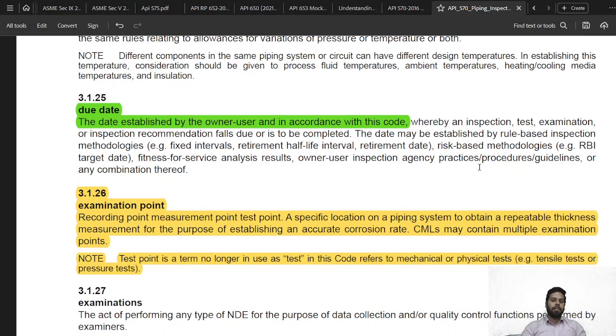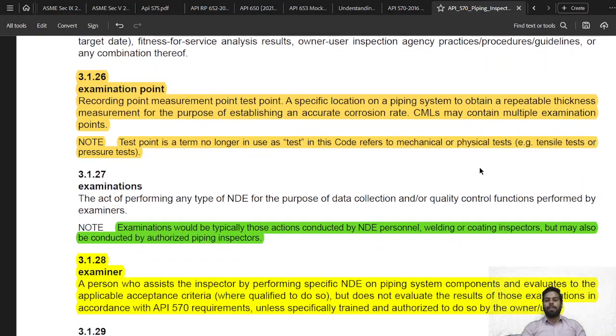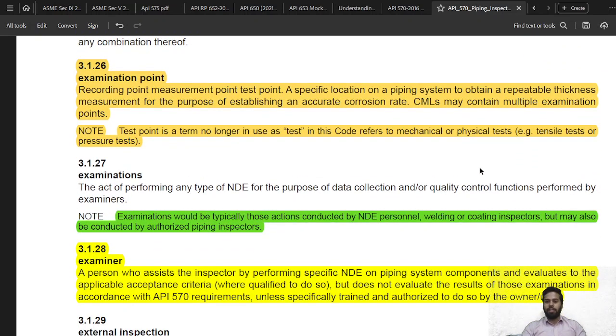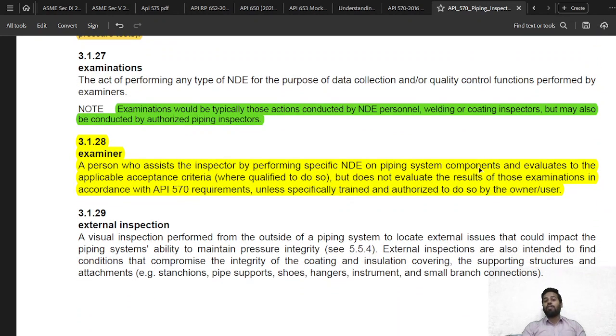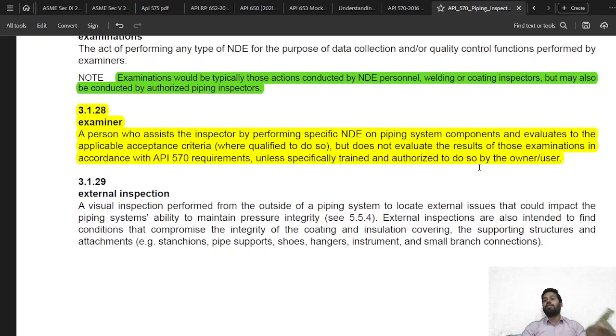Okay. Examination point. Examination point is the point where you are going to run your examination. Examination is the act of performing any type of NDT for the purpose of data collection and or quality control functions performed by the examiners. But who is an examiner? So an examiner is a person who is qualified to do non-destructive examination. Okay. So an NDT technician in API 570 is considered to be an examiner.